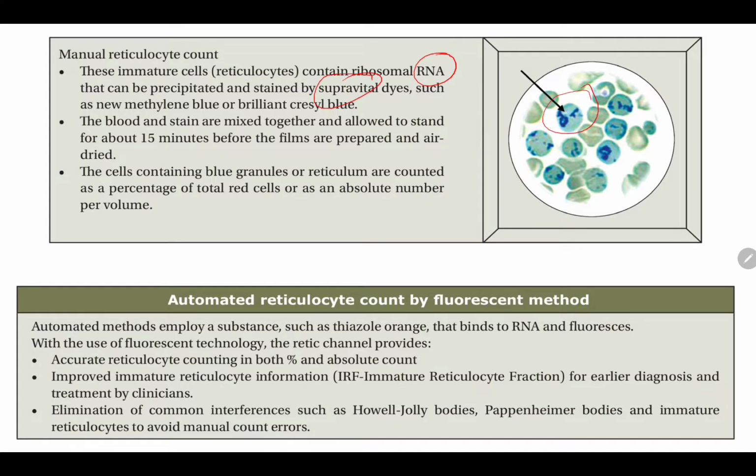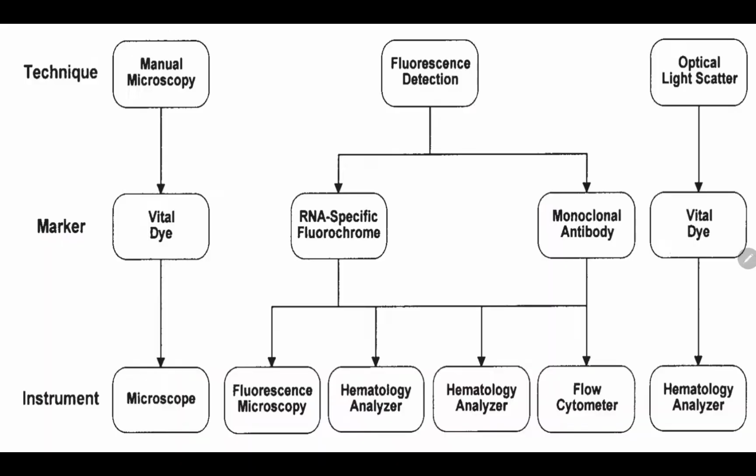Here's the method. This figure shows the retic. Automated retic count is done by a fluorescent method, in which a substance such as thiazole orange binds to RNA and fluoresces. With the use of fluorescent technology, the retic channel provides an accurate percentage as well as absolute count, and the immature reticulocyte fraction, IRF, for earlier diagnosis. It also eliminates interferences like Howell-Jolly bodies and Pappenheimer bodies, and immature retics, to avoid manual count errors.